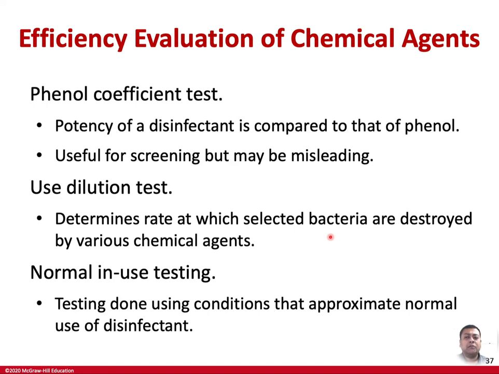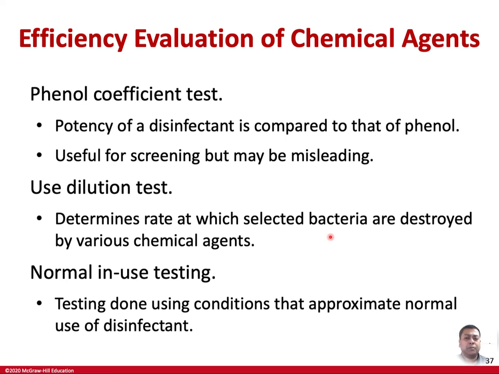From that growth, we find the highest dilution, meaning the lowest concentration of the testing material, that kills the bacteria after 10 minutes of exposure, but not after 5 minutes. This is important. The highest dilution of the material that kills the bacteria after 10 minutes of exposure but not 5 minutes, so it should be in between, is used to calculate the phenol coefficient.